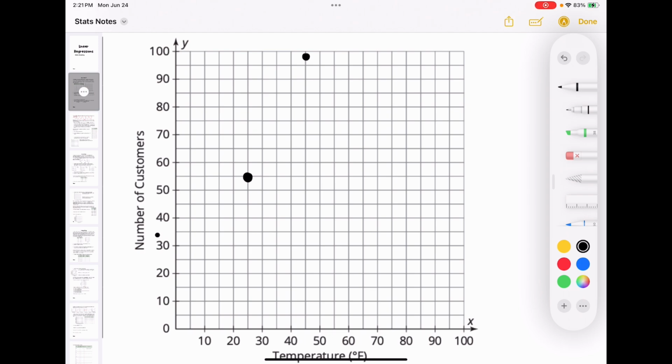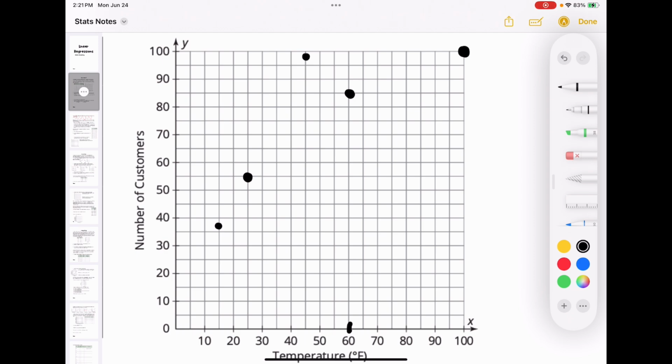All right, our next point is 60, 85. So 60 and 85. Oh, that's on 80, so go up 1. Then 15, 37. And then the last one is 100.